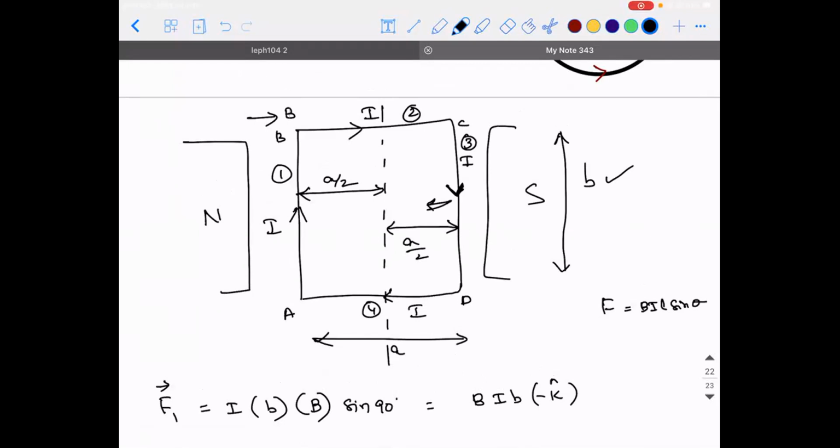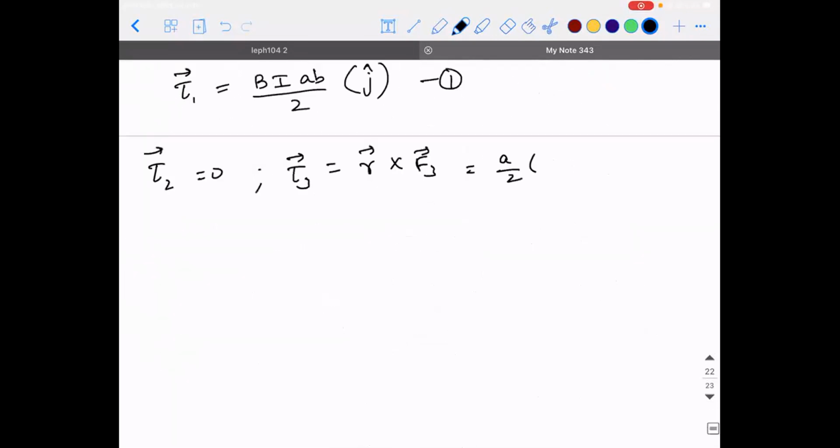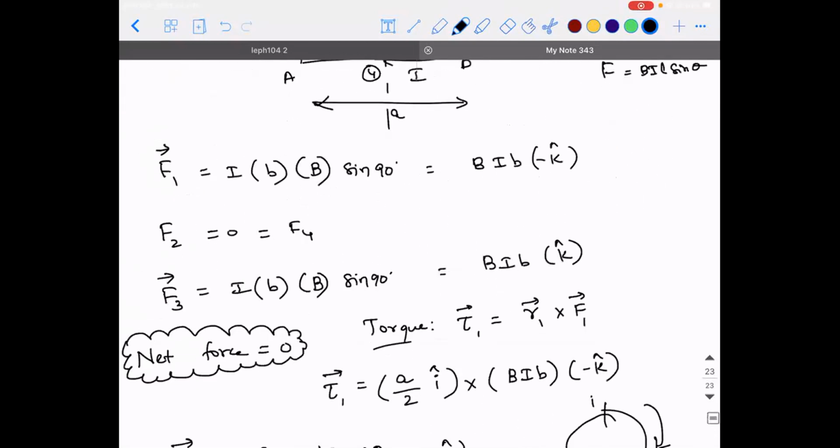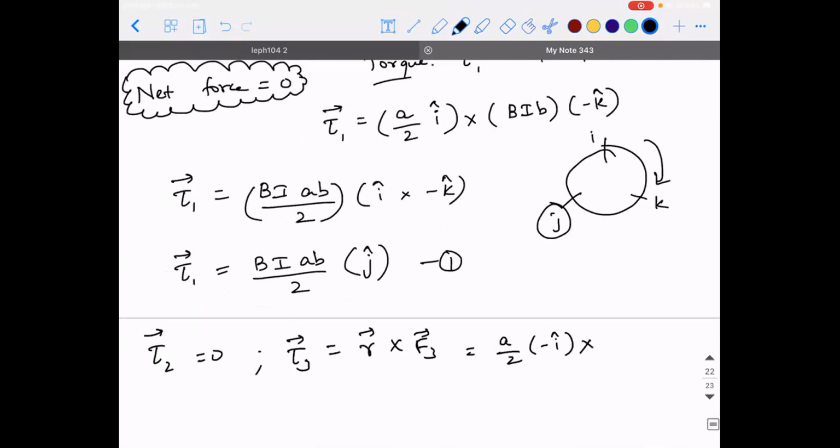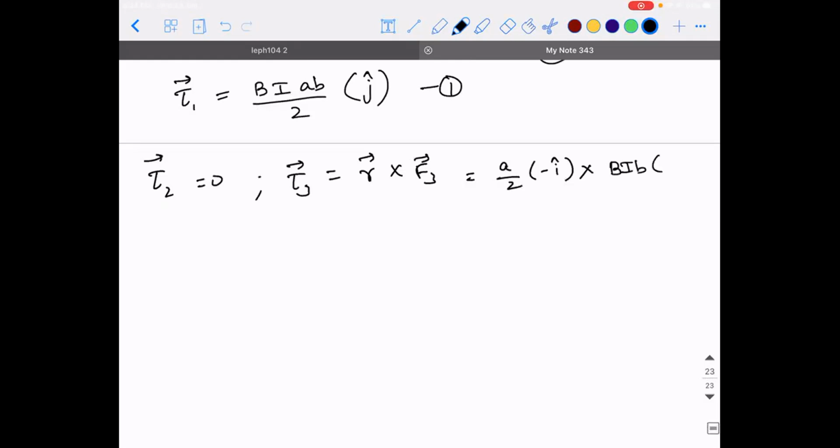What is this direction? K cap? This is minus i cap, the negative x-axis. Okay. Minus i cap cross. What is the value of F3? B into I into B in the direction of k cap. So this will also be B into I into A into B divided by 2 in the direction of plus j cap. This will also be 2.